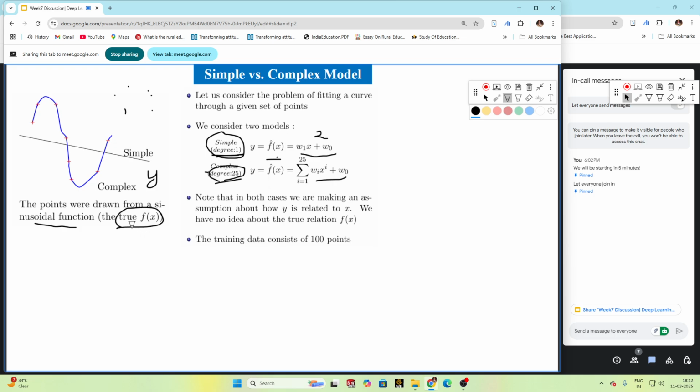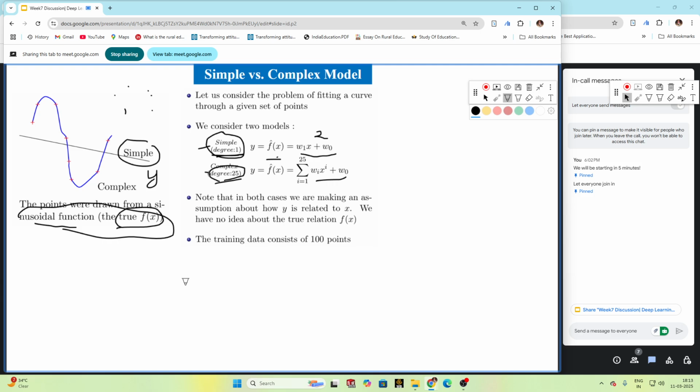Again I am repeating, I have a true relation, that is sinusoidal, and I have two predicted relations. One predicted relation is a simpler model, that is w1x plus w0, and the second predicted relation is a complex function, that is a polynomial function of degree 25 with 26 parameters. Okay, and now I have just plotted it. This line you have seen is a simple function, a straight line. The blue colour curve you are seeing is a complex function. Now note, in both the cases we are making an assumption that y is related to x. We have no idea about the true relation, though we have an idea that this true relation is some form of sinusoidal function.